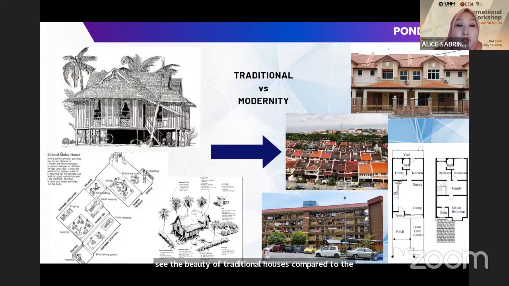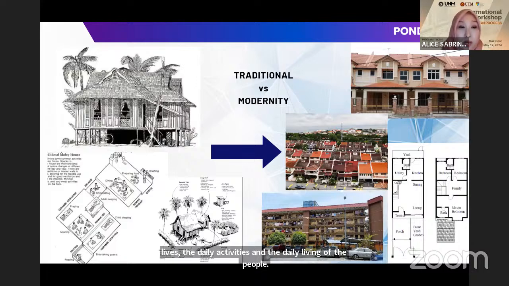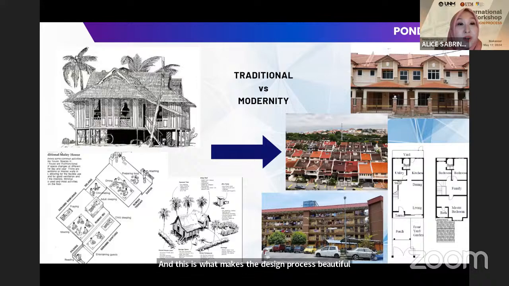Traditional houses were built through a design process known as genius loci, where the houses originated from the local context, from daily life, the customs, or what we know as adat resam in Bahasa Melayu or Bahasa Indonesia, the daily activities and the daily living of the people. And this is what makes the design process beautiful, because it goes through different phases of evolution and different phases of what we know as living quality, not looking at quantity and not money oriented.